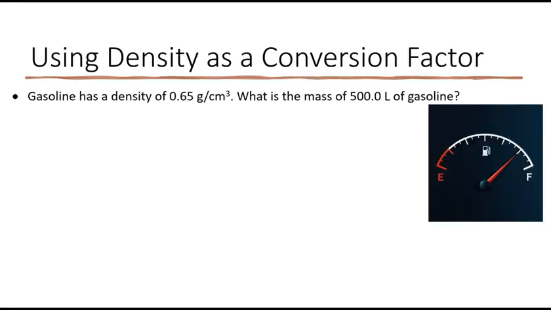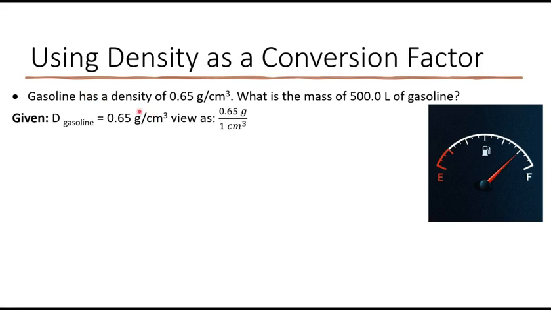Using density as a conversion factor. Gasoline has a density of 0.65 grams per cubic centimeter. What is the mass of 500.0 liters of gasoline? Let's identify the given and the find. Given is the density of gasoline as 0.65 grams per cubic centimeter.